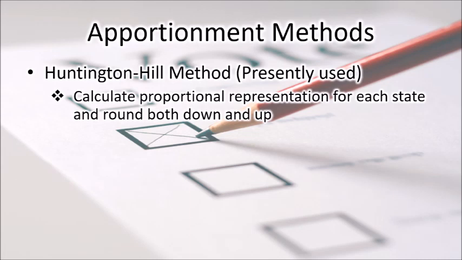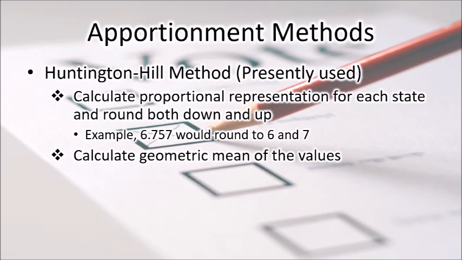With the Huntington Hill method, what you first do is you calculate the proportional representative for each state. And you're going to round, but this time you round both up and down. So you come up with 2 numbers. So as an example, let's say one state had 6.757 representatives that they were supposed to be awarded. We would round down to 6 and we would round up to 7.